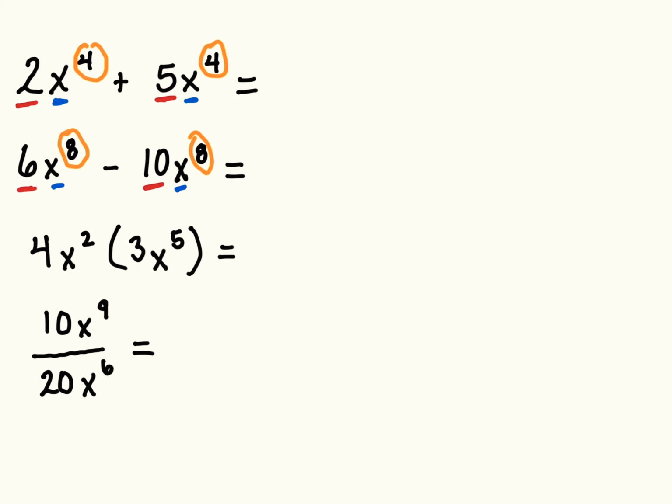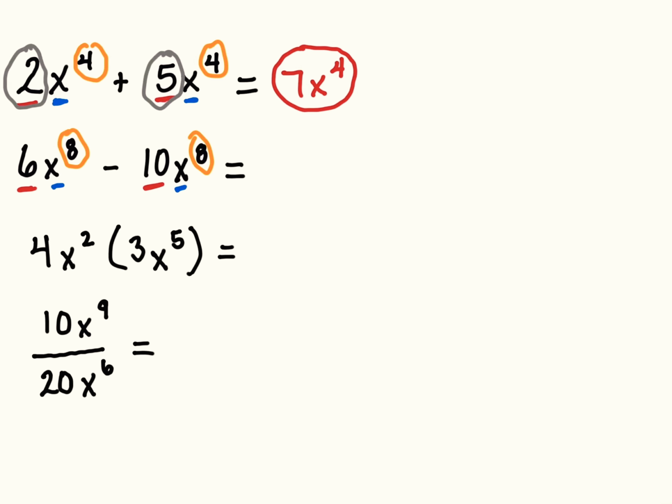We don't do anything to the variable or the exponent. All we're going to do is add the actual coefficients together. So 5 plus 2 is 7. And then you just write the x to the fourth right next to it. Okay? Some people make the mistake of adding the 4s, and you don't do anything to the variable and the exponent. You just do something to the coefficient.